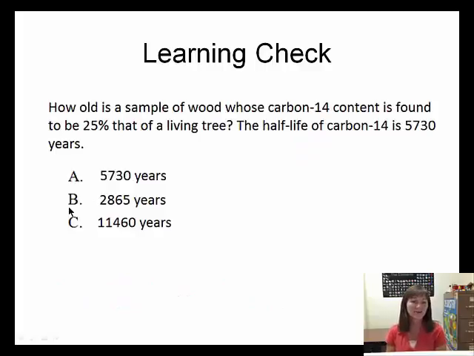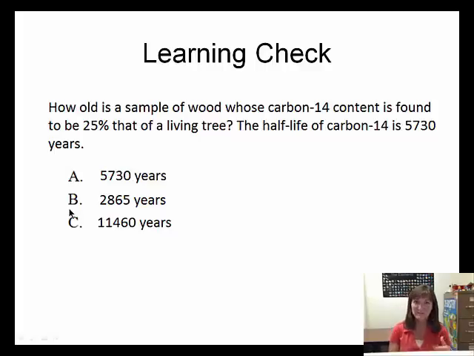Here it says, how old is a sample of wood whose carbon-14 content is found to be 25% of a living tree? If you have a living tree, it's going to have 100% of the carbon-14 that living wood would have. But this piece of wood that they found only contained 25% of carbon-14. So 75% of the carbon-14 had disintegrated, it had decayed. The half-life of carbon-14 is 5,730 years, and it wants to know how old this tree is.